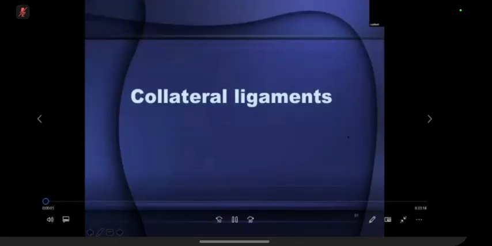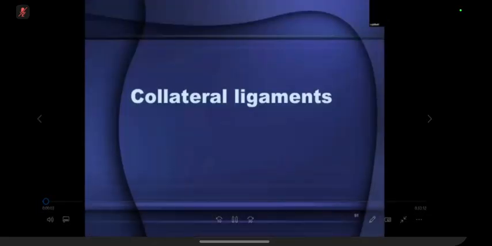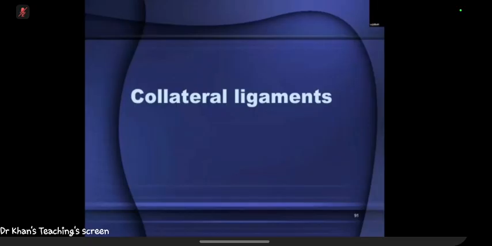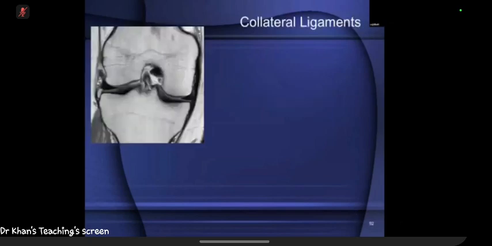Collateral ligaments. Remember, the same theme. It's two of everything. So we've got two menisci, we've got the two cruciate ligaments. Now we come to the two collateral ligaments. We've got the medial collateral ligament, which has got a femoral attachment, it has got a tibial attachment, and it is quite closely linked with the body of the medial meniscus at the peripheral side.